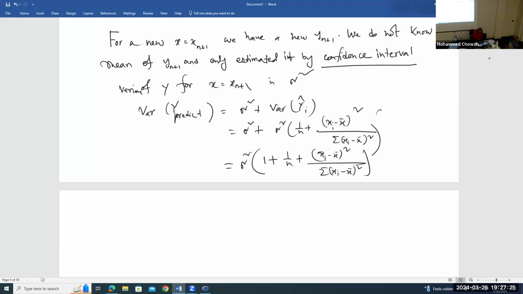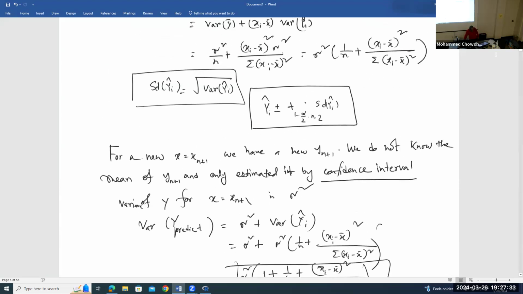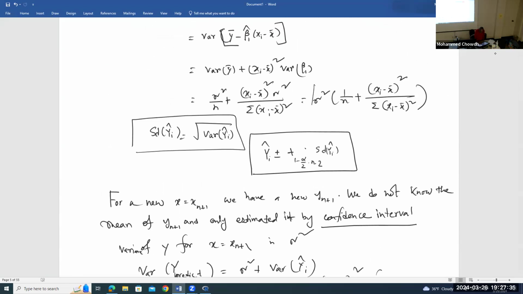This is the prediction interval. This is the standard deviation, like the variance of the prediction interval, which is bigger compared to the confidence interval. Okay.